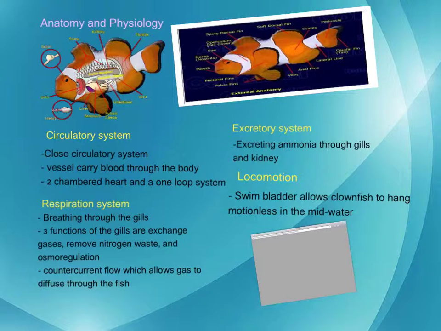And the next one is the excretory system. The clownfish excrete ammonia through gills and kidney. Clownfish have a really special locomotion because of the swim bladder, which allows the clownfish to hang motionless in the mid-water. Clownfish also have 2 dorsal fins to aid their locomotion.